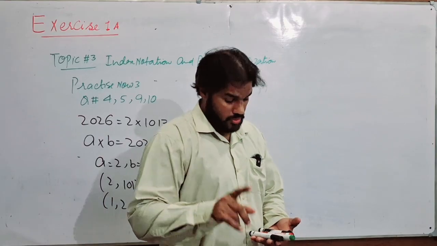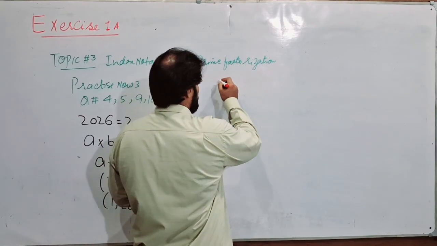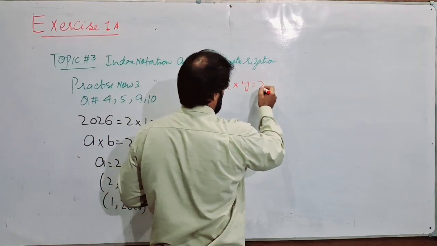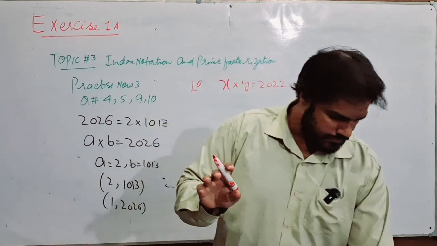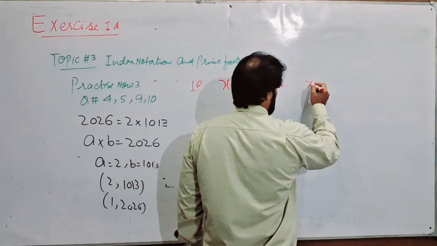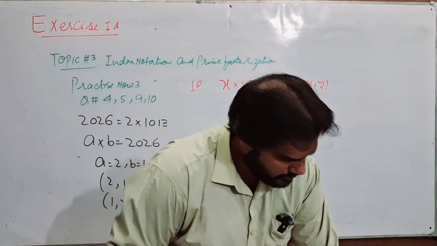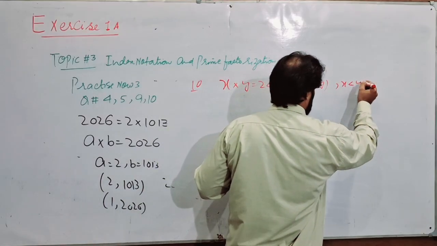My number is 2022. Given that, question number 10, x cross y is 2022. We have to find all the possible pairs x comma y such that x is less than y. X should be less than y.